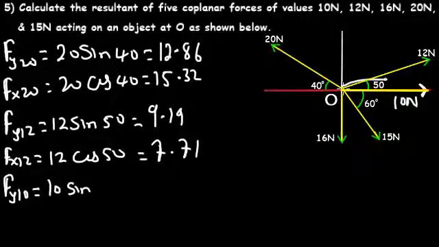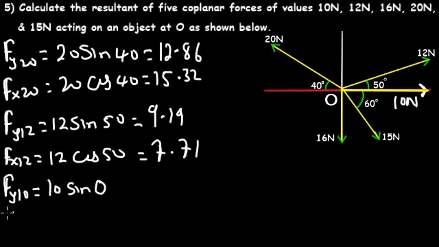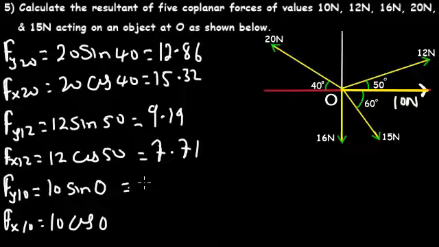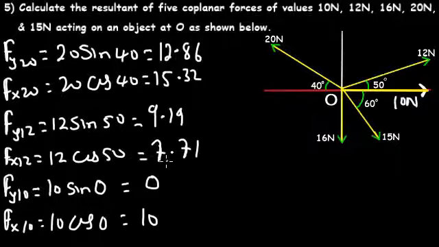Now the angle, as you can see, is already on the horizontal, so the angle is 0. It's parallel to the horizontal, so that's 10 sine 0, and Fx will be 10 cos 0. 10 sine 0 gives us 0. Now what about 10 cos 0? Cos 0 is already 1, that gives us 10 back. Perfect. Now on to this one.